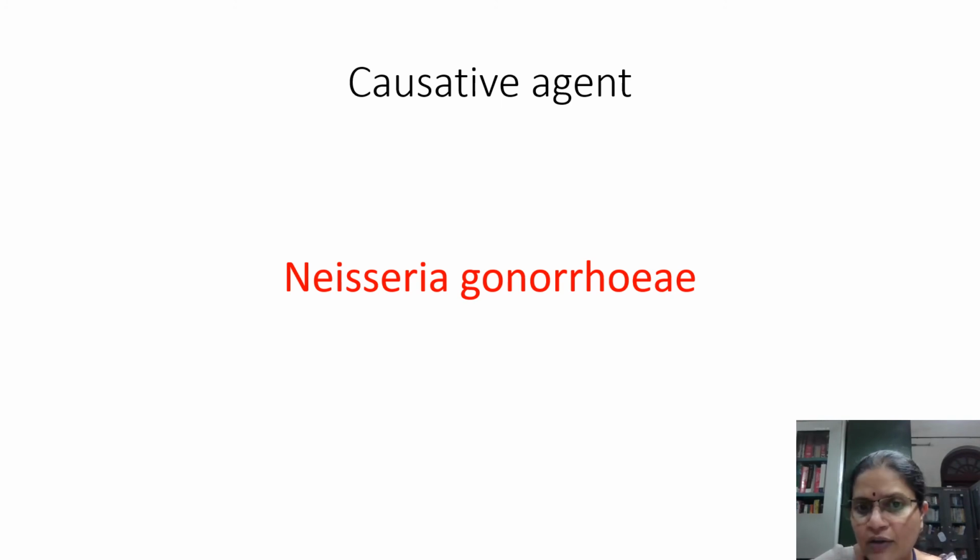One is Neisseria gonorrhoeae, which you are seeing in the slide. The other one is Neisseria meningitidis. Neisseria gonorrhoeae is basically a sexually transmitted disease, and it can also be generally called gonococci, whereas Neisseria meningitidis causes brain infection and it is called meningococci.